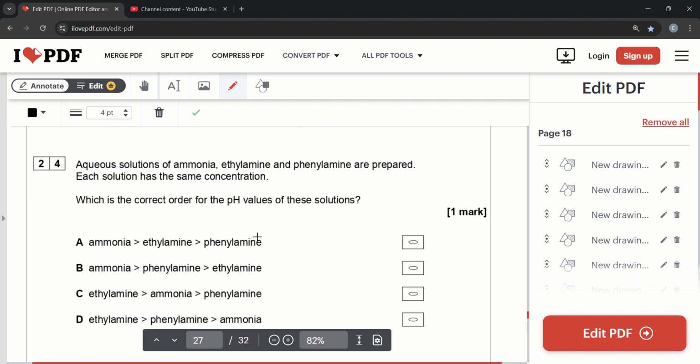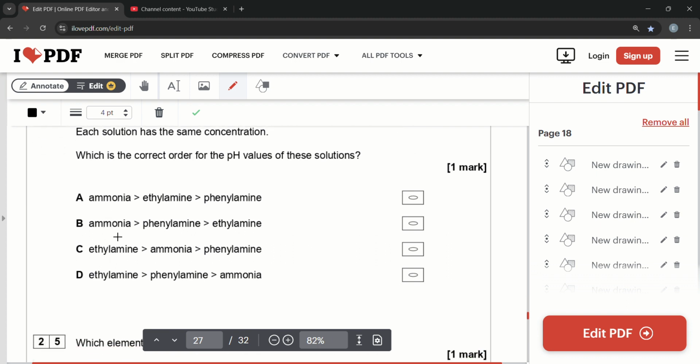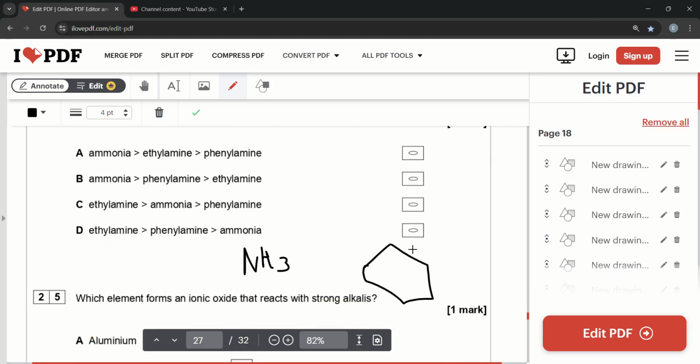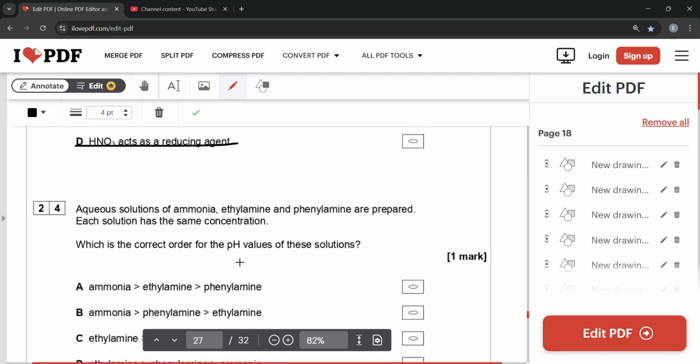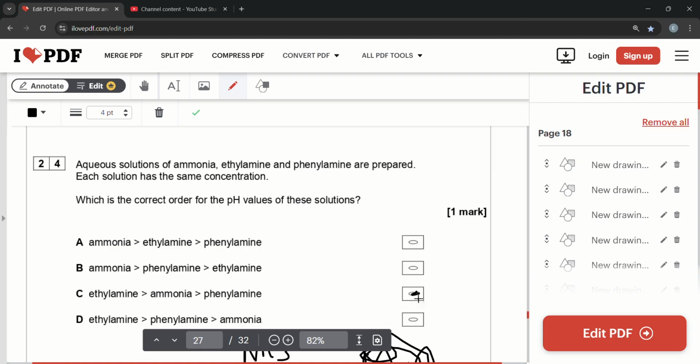24. Which is the correct order for the pH values of solutions? Well, base strength, right? And ammonia is just NH3. Ethylamine, well, it's going to have a lone pair of electrons. Whereas phenylamine, well, it's got a phenyl group, so it's going to have even more delocalization. So the correct order for the pH value is going to be C.